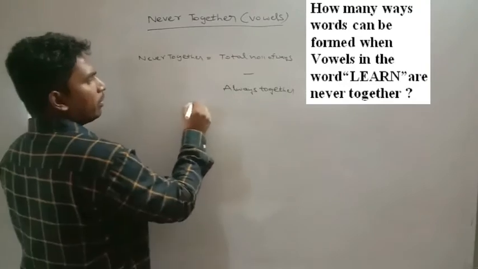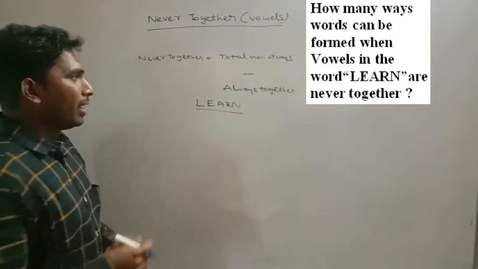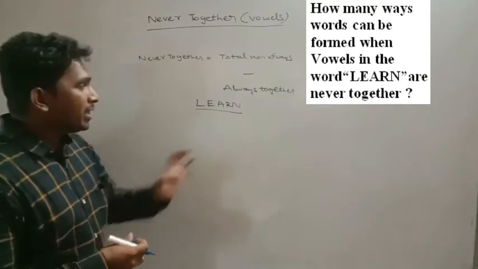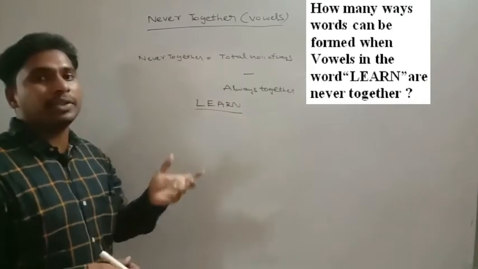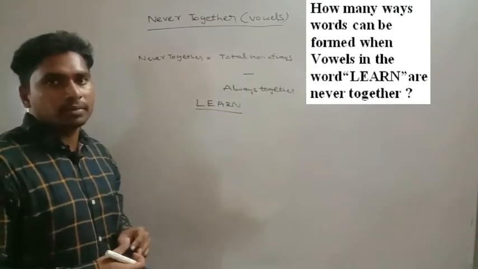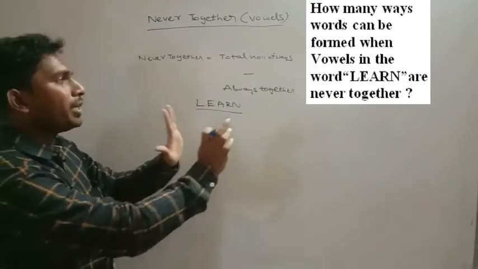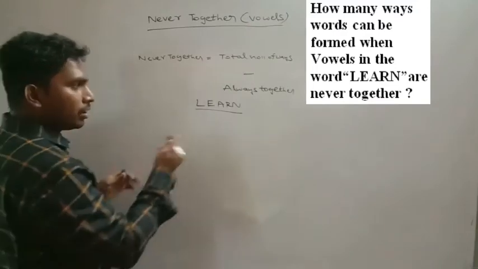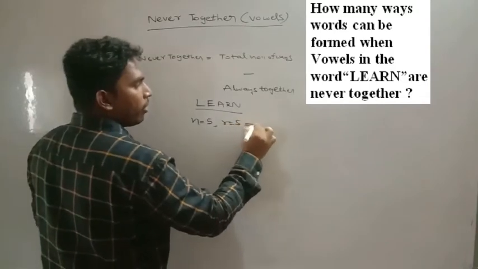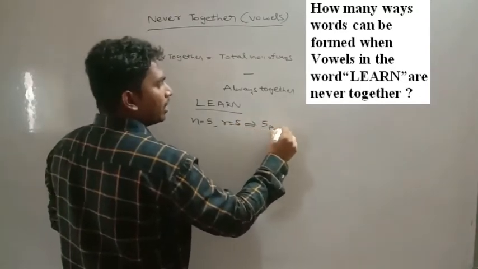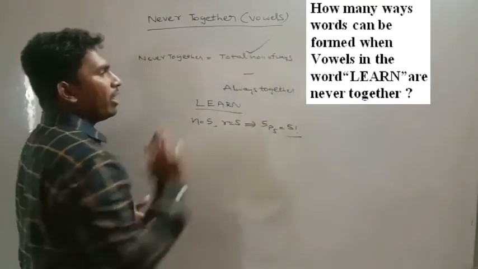The word given is LEARN. What is the total number of ways? What does it mean actually? It means how many ways the letters in the word LEARN can be arranged to form a new word. There is no condition like always together or never together. So n is 5, and r is also 5. Your formula is 5P5, that is 5 factorial. So that is the total number of ways.